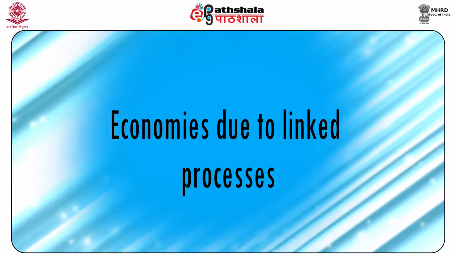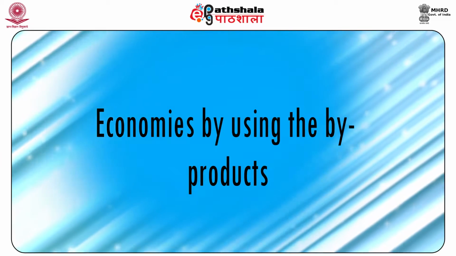B. Economies due to linked processes. Instead of purchasing the materials and other inputs from outside suppliers, the firm can decide to produce these inputs itself. Similarly, by taking up the marketing function of selling and distribution of its own products, the firm can save the expenses on intermediaries. Thus, a large firm can enjoy the benefits from backward and forward integration of processes. C. Economies by using the byproducts. A large firm can achieve more economies by using the waste of one product as the byproduct of another product.